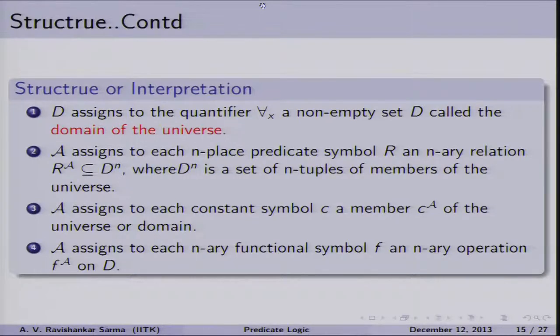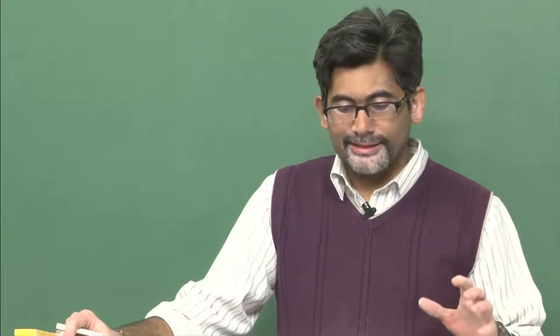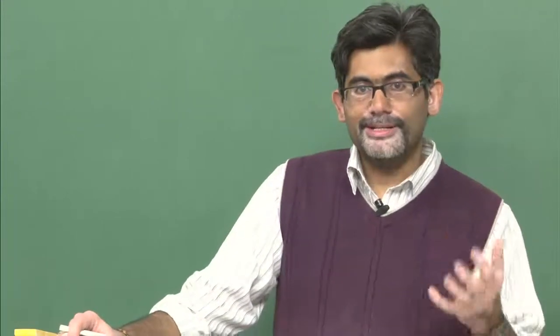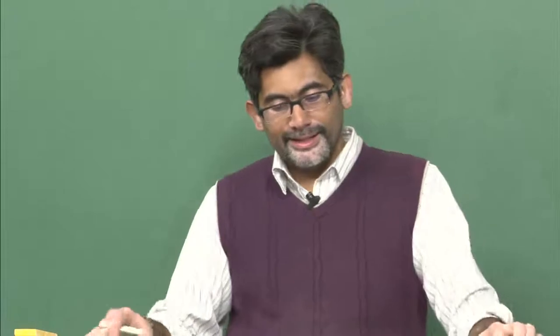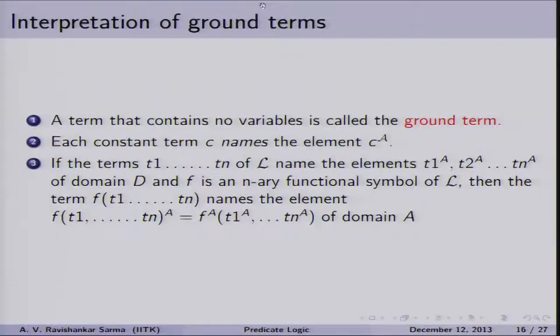So essentially what we are trying to do is we need to have a domain, and we need to have some kind of interpretation function, interpretation mapping or something like that, which assigns some kind of values to variables, constants, predicates and functional symbols.